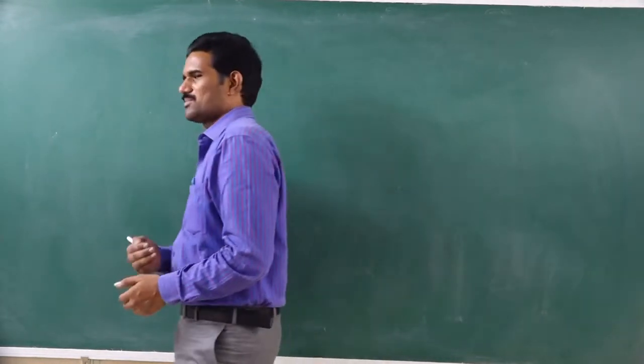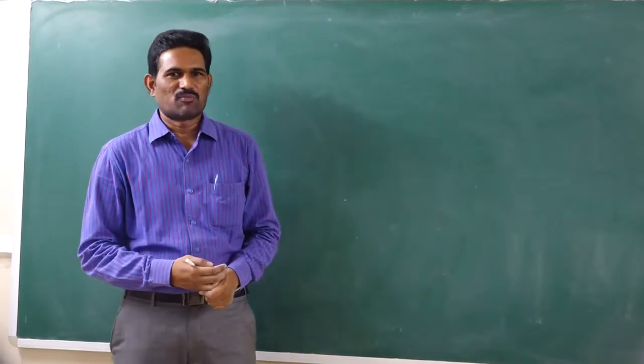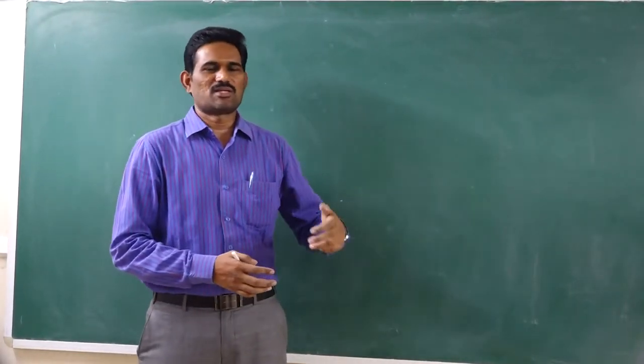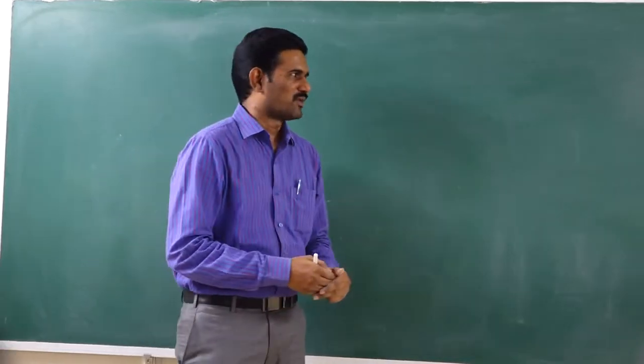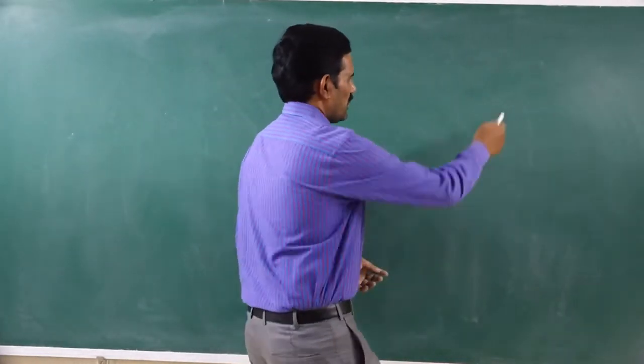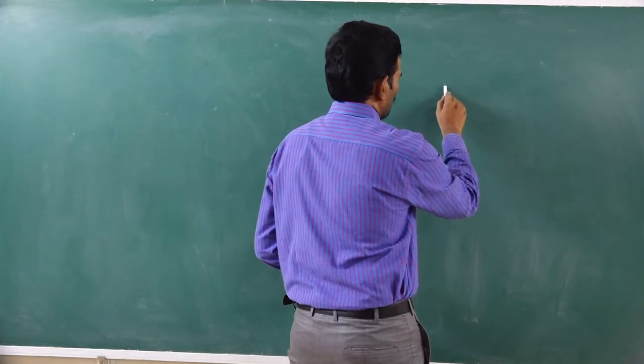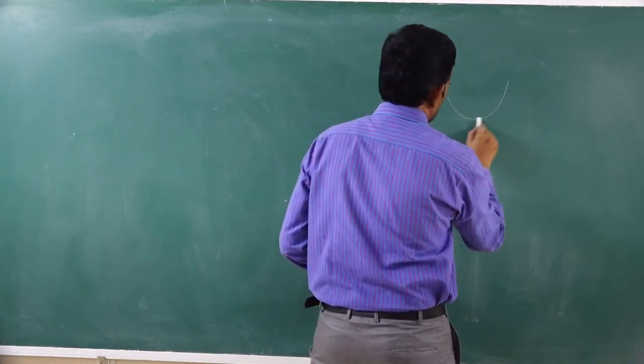And you know that sometimes they may ask about the types of equilibrium also. Types of equilibrium means whether it is stable equilibrium, unstable equilibrium, or neutral equilibrium. We discussed this already in mechanics, so I will give a simple example for that.